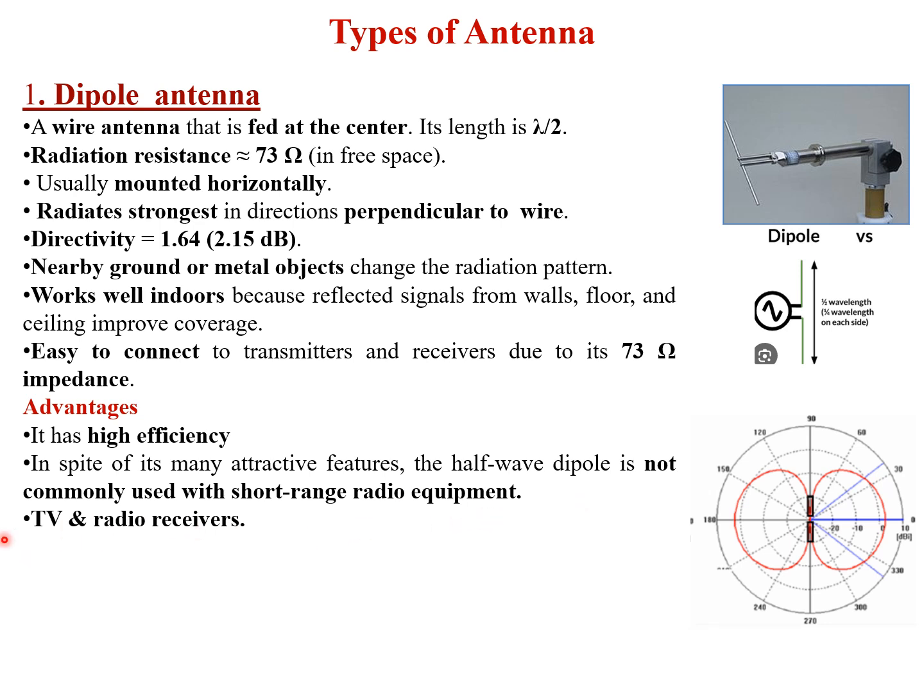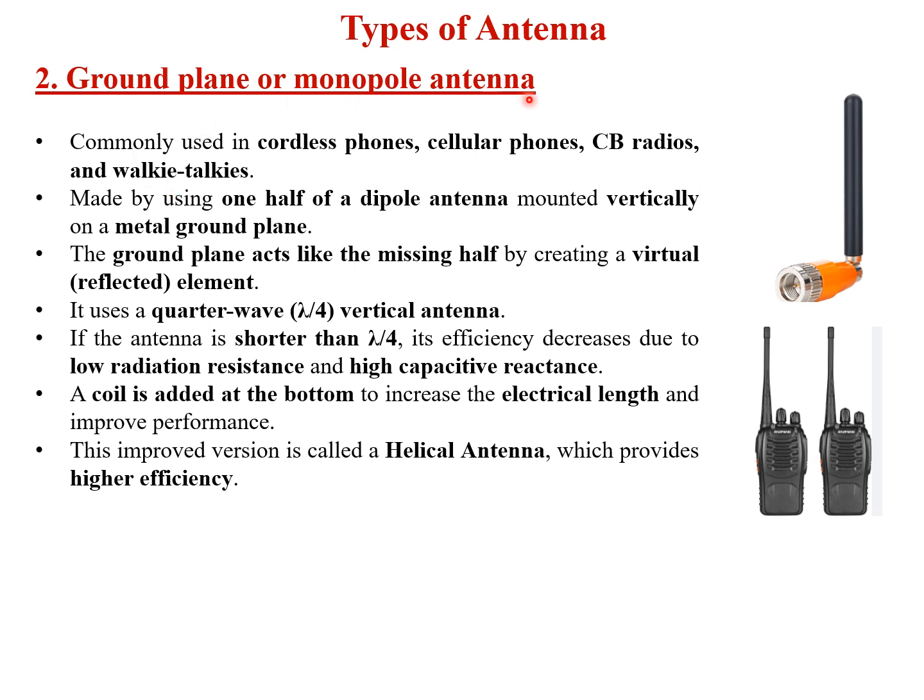So it is used in TV and radio receivers. This is the radiation pattern of a dipole antenna. The second type is the ground plane or monopole antenna.